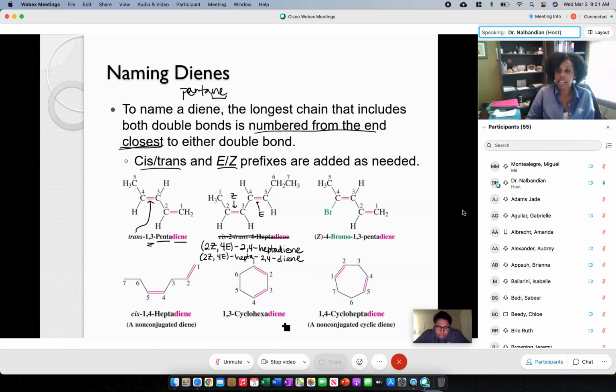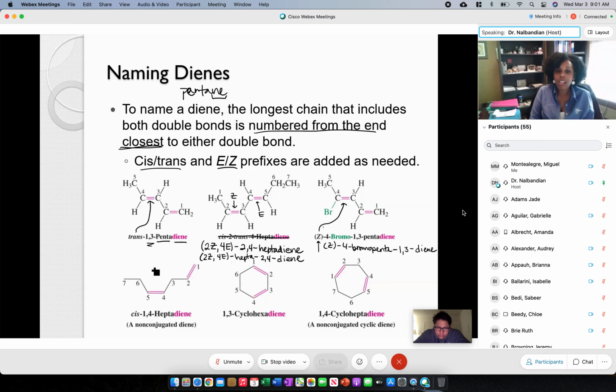All right, let's look at our next one. We have other things that could be added in also. So here we see that this is a Z alkene. What is the Z alkene? Well, it's this alkene here. But 4-bromo-1,3-pentadiene, or 4-bromopenta-1,3-diene. 4-bromopenta, no dash, 1,3-diene. So bromopenta, that's all together, and then 1,3-diene.